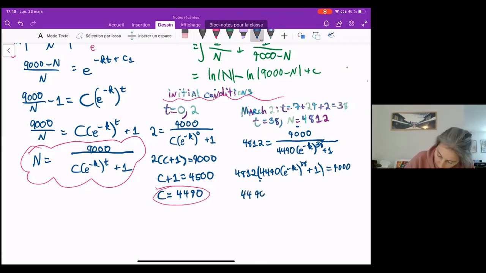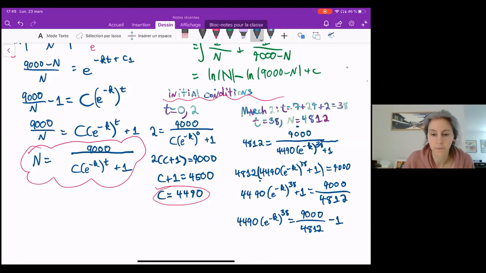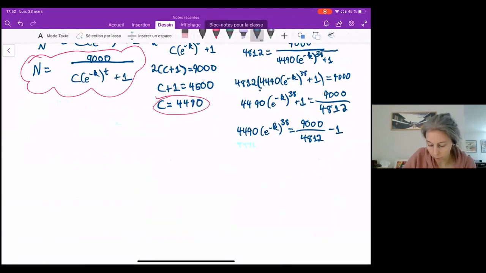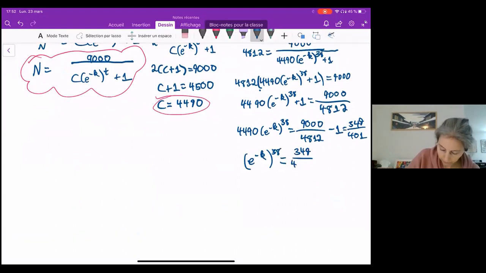So 4,490 e to the negative k to the 38, plus 1, is equal to 9,000 over 4,812. Which gives me 4,490 e to the negative k to the 38 is equal to 9,000 over 4,812 minus 1, which gives us 349 over 401. So e to the negative k to the power of 38 is 349 over 401 times 1 over 4,490.